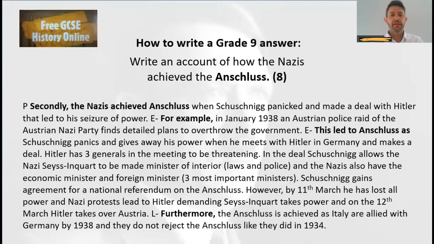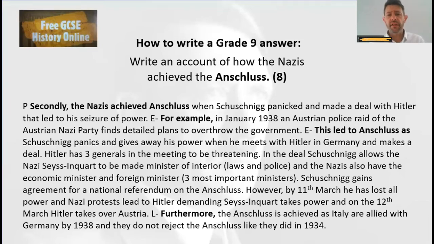Okay, here is the example paragraph then. So secondly, the Nazis achieved Anschluss when Schuschnigg panicked and made a deal with Hitler that led to the seizure of power. That would be a nice potential starting sentence. You might have a different one. As long as you've got a because, you've got an argument, that's the main thing.